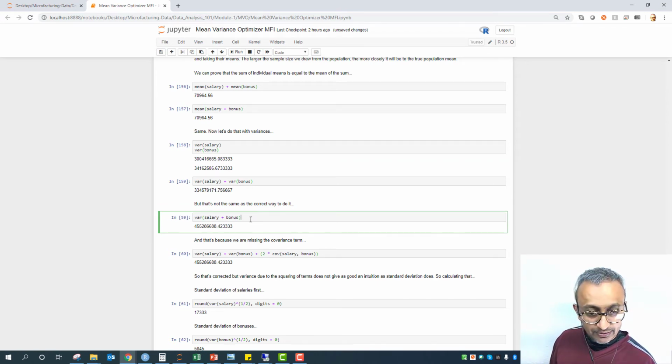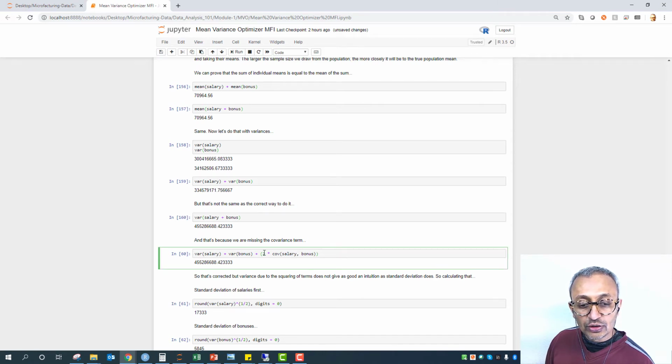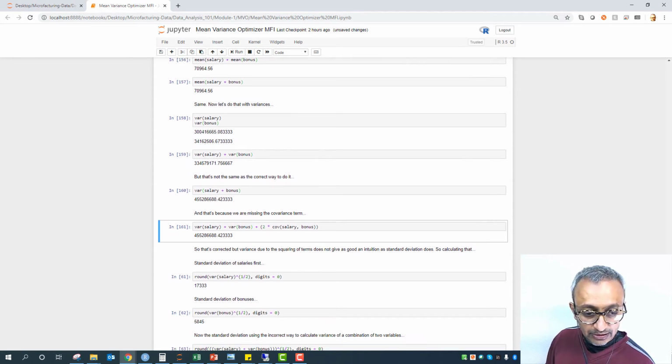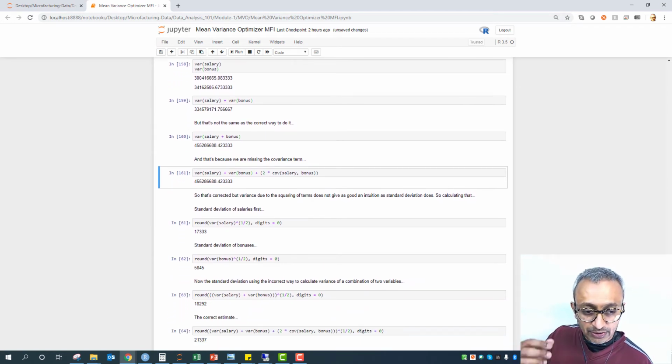Salary plus bonus. How do we know which is correct? Because remember the formula when you have a very strong covariance: 2 times the covariance of salary and bonus, plus the variance of salary plus the variance of bonus. See, this is the exact same number. So we are proving, by running an experiment, whatever we went through theoretically.